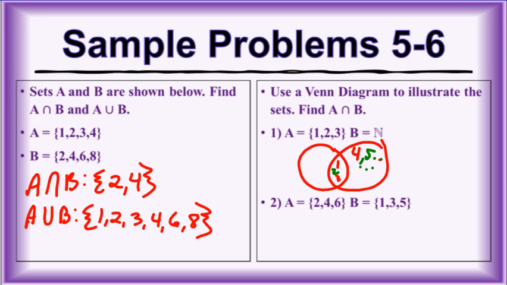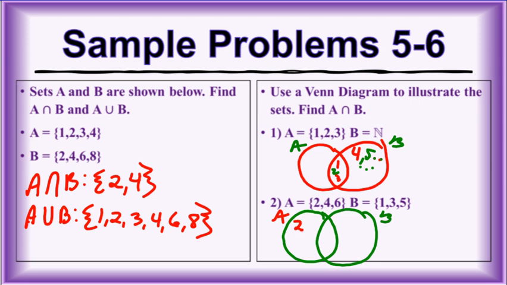The other one says, find the union of this here. So let's draw our Venn diagram. And the Venn diagram can look in different ways. This would be our A, this is our B. So A, we have a 2, we have a 4, and we have a 6. And the B, we got 1, 3, and 5. You'll notice that there's nothing in common.